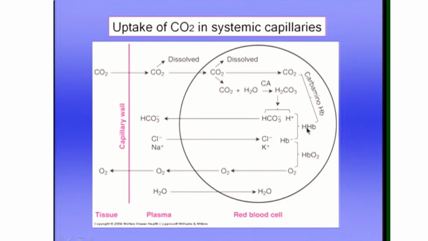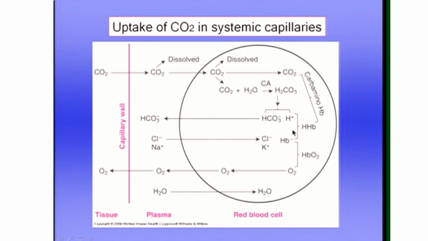So again, we have a different effect here, a different mechanism by which the reduced, deoxygenated hemoglobin is better able to take up the carbon dioxide. So there are two effects here that make it easier for the red cell that has a reduced amount of oxygen in it to take up carbon dioxide, and this is known as the Haldane effect.